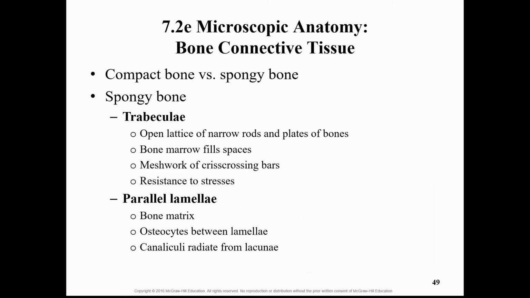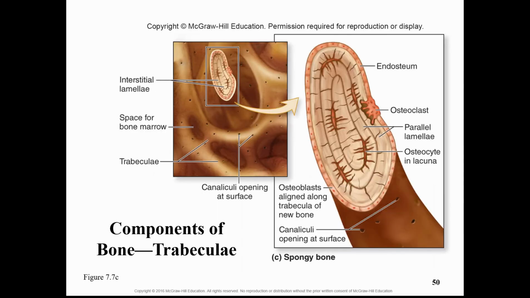I've already mentioned that in spongy bone, the pattern of growth where we actually have bone instead of holes are called the trabecula. It's that lattice of narrow rods and plates that we can see. The lamella inside of spongy bone is parallel. The canaliculi radiate out from the lacuna. So here is some of our trabecula. We've cut one right here so you can see all these parallel lamella.